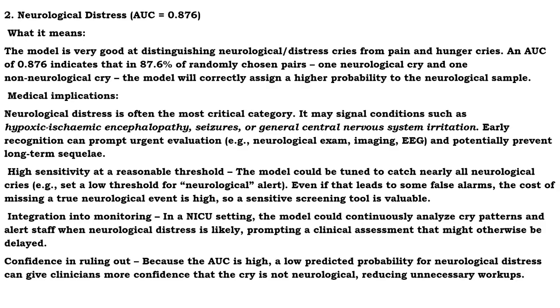All right, so let's look at the neurological distress at AUC at over 87%. What this actually implies is that the model is very good at distinguishing neurological distress signals from pain cries, and hunger cries. An AUC of over 87 indicates that 87.6% of randomly chosen pairs, one neurological cry and one non-neurological cry, the model will correctly assign a higher probability to the neurological sample.